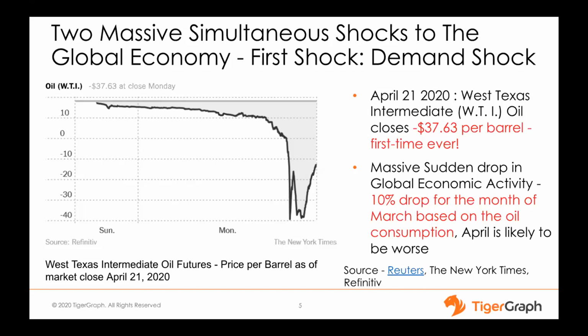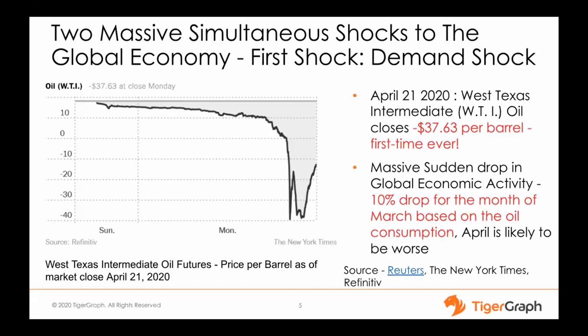Brent crude, which is the regular heavier crude, is also trading in the low 20s, which is also a very low price for Brent crude. In general, that's because there is a massive drop in the consumption of oil, about a 10% drop for the month of March, and they expect about a 15% drop for the month of April, when April is closed out. That indicates a major drop in global economic activity.